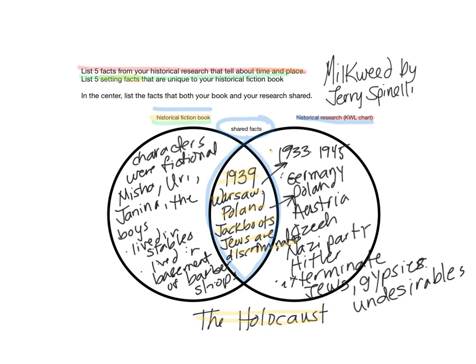And that's what I want you to be thinking about as you read your book: what's real, what's historically verifiable through research, and what is part of the author's imagination and creativity. So this piece will be the first, we'll call it a journal entry, that you're going to be handing in for our historical fiction unit.